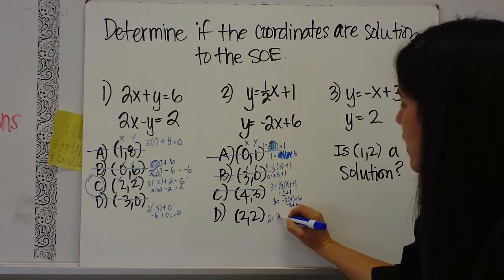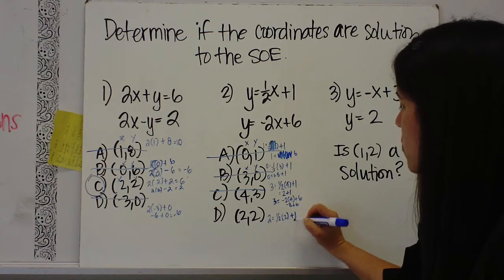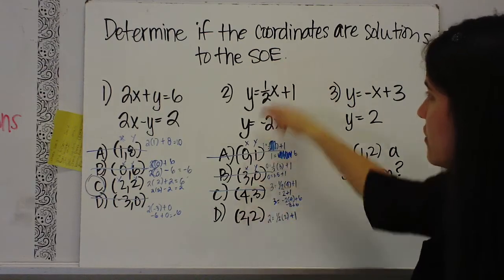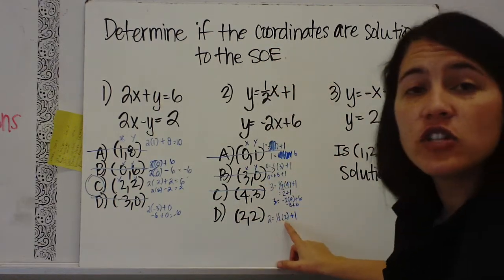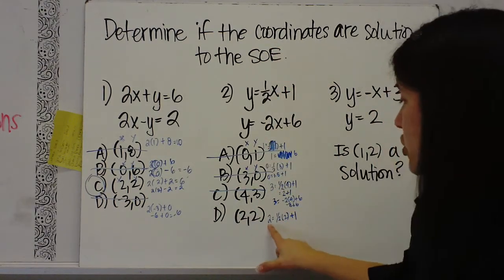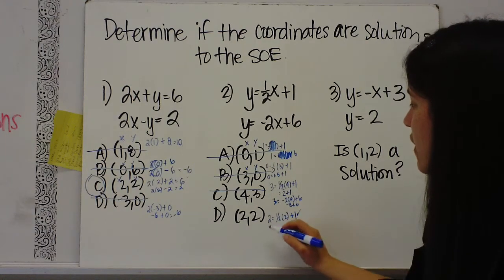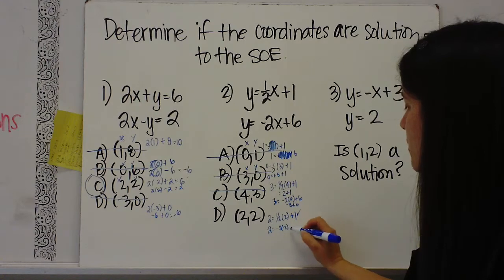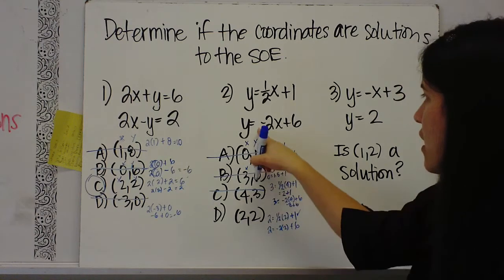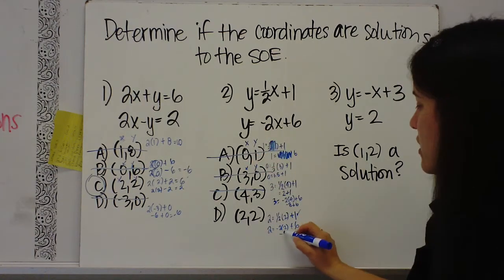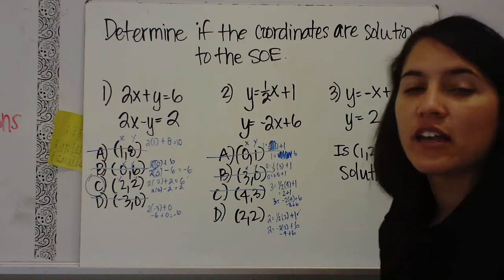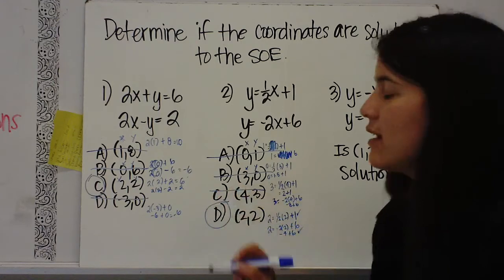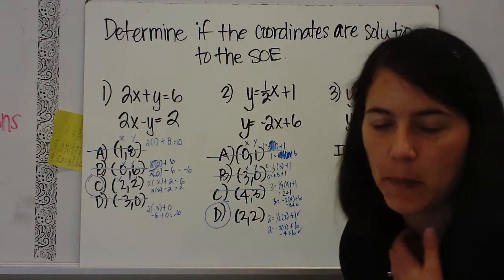2 equals 1/2 times 2 plus 1. See, I plugged this 2 into y and this 2 into x. Half of 2 is 1, and 1 plus 1 is 2, so it works out. Now let's plug it into the second equation. 2 equals negative 2 times 2 plus 6. Negative 2 times 2 is negative 4. Negative 4 plus 6 is 2, which is equal to 2, so that means D is our answer.